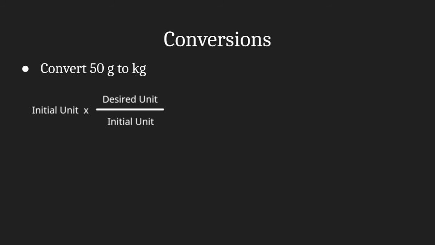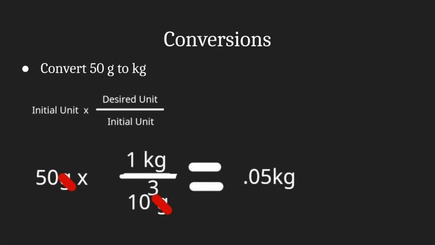So kilo means 1 times 10 to the third. So we're going to have 10 to the third grams. And then we put the 1 with the other unit. So our conversion factor here would be 1 kilogram over 10 to the third grams. And when we multiply that together, we get that 50 grams equals 0.05 kilograms.